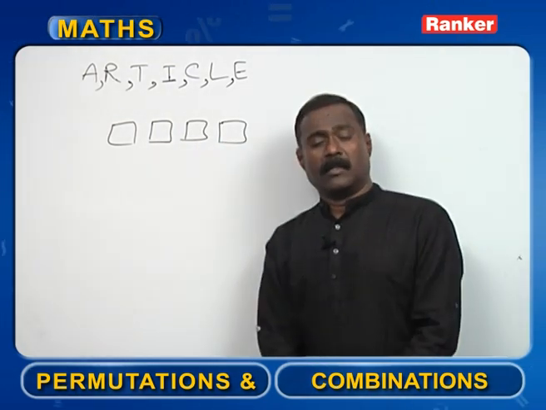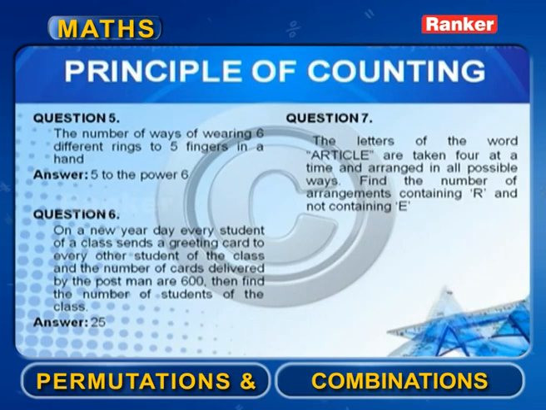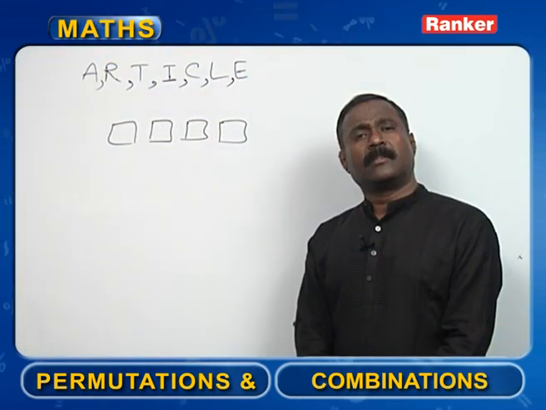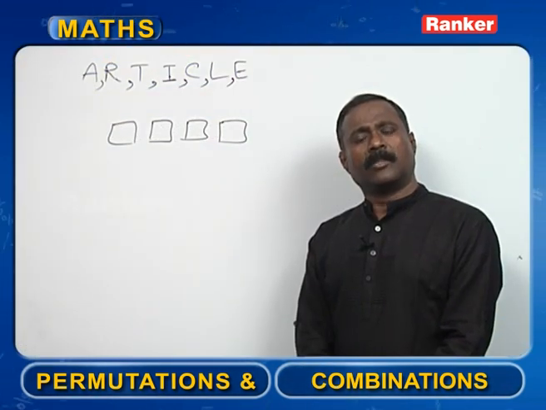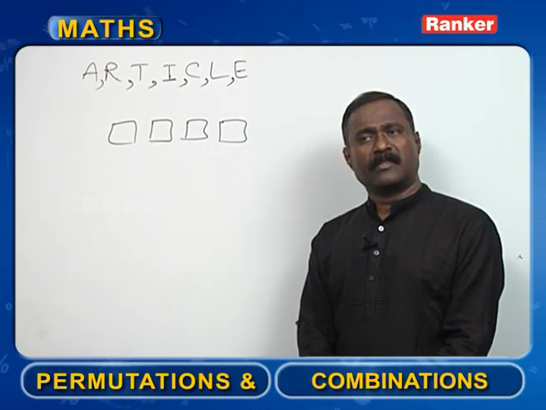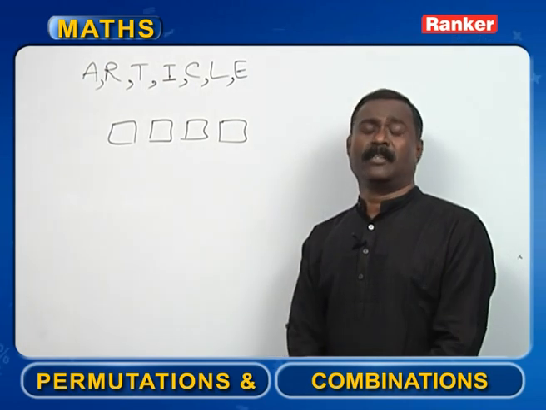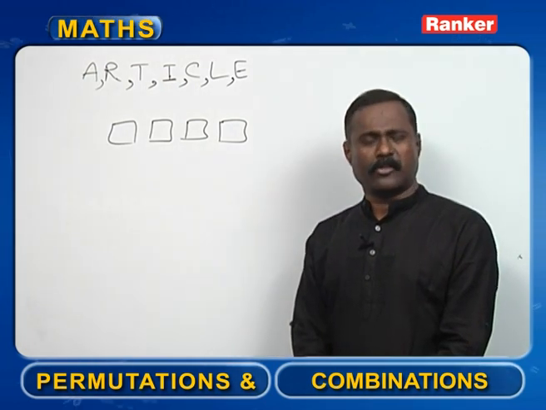Then you may think that, sir, here in the question we have to write the number of arrangements. So arrangements are nothing but permutations. So now we have to apply the permutation formula. Of course, the permutation formula itself is derived from the principle of counting. We can do that using the principle of counting also.